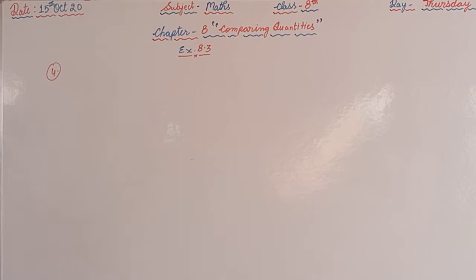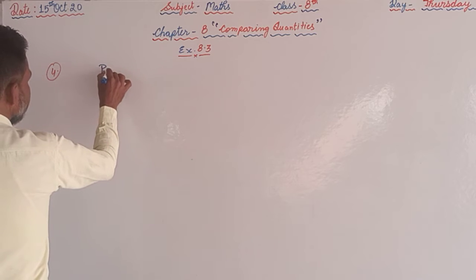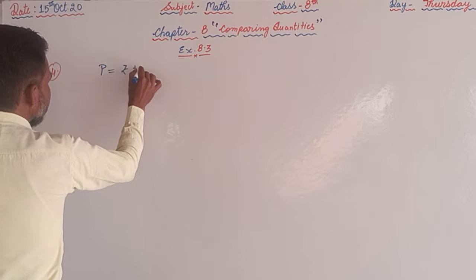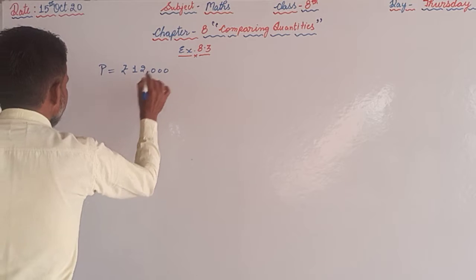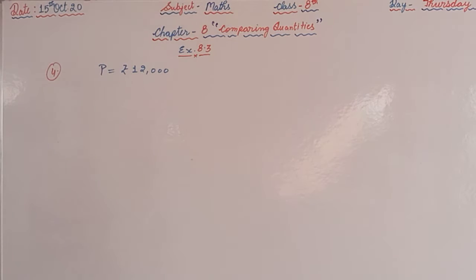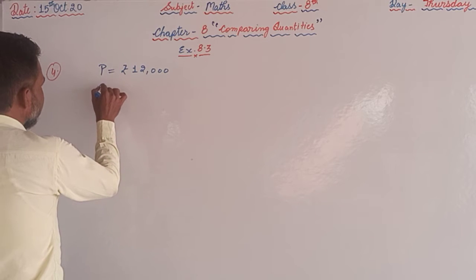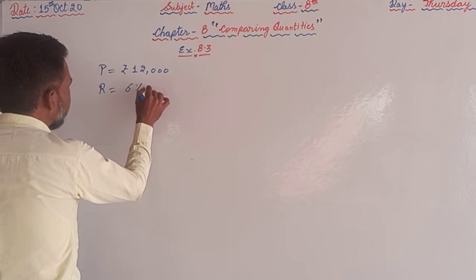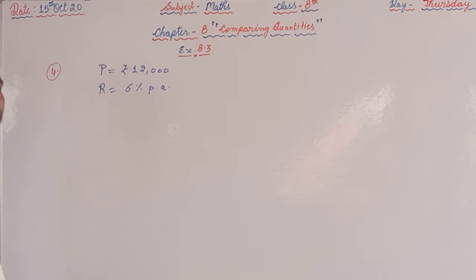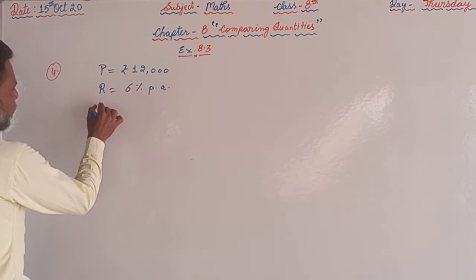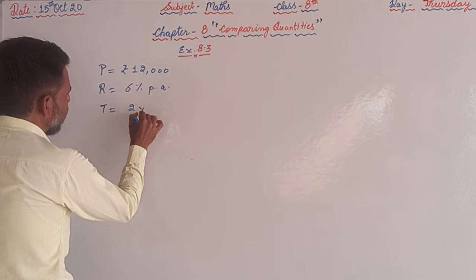8.3. In that, someone borrowed rupees 12,000. So the principal is 12,000. How much money he borrowed? 12,000. And at the rate of 6% per annum. Rate is 6% PA. PA means per annum, annually. The interest will be charged annually for 2 years. Time is 2 years.